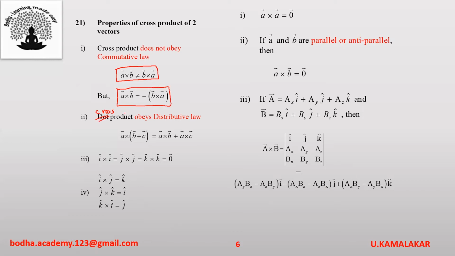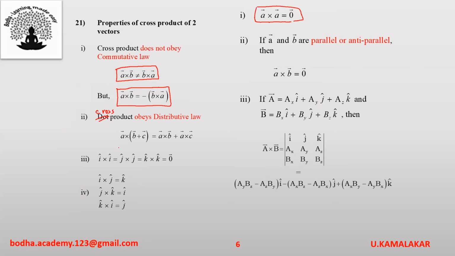Cross product obeys distributive law. a bar cross (b bar plus c bar) is equal to a bar cross b bar plus a bar cross c bar. Next point, i cap cross i cap is equal to j cap cross j cap is equal to k cap cross k cap is equal to 0 bar. Next point, i cap cross j cap is equal to k cap, j cap cross k cap is equal to i cap, k cap cross i cap is equal to j cap. Next point, a bar cross a bar is equal to 0 bar.